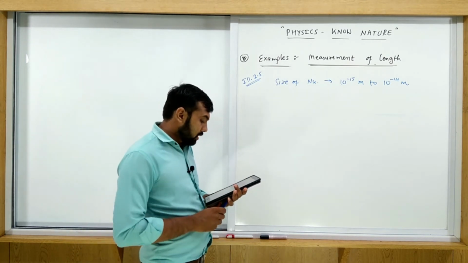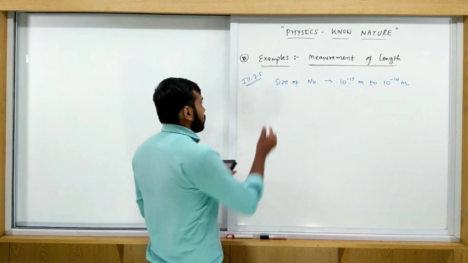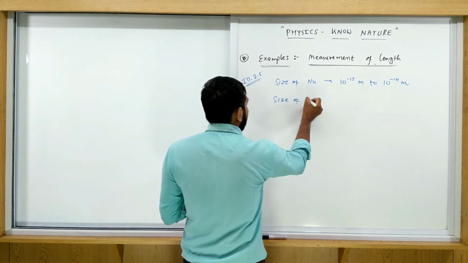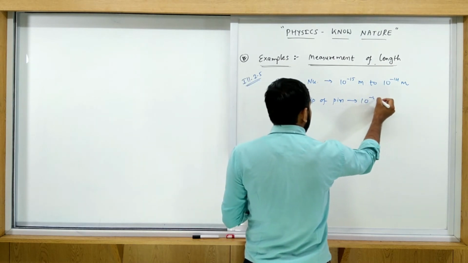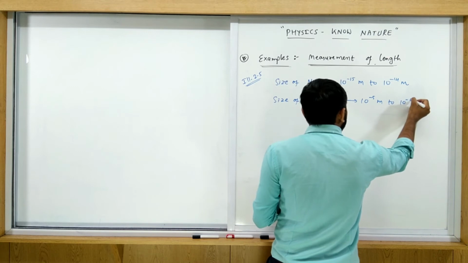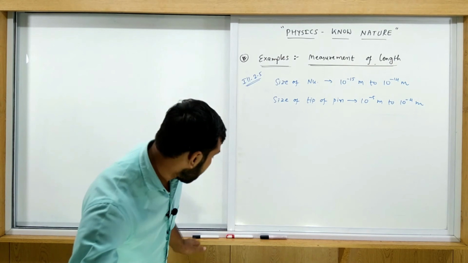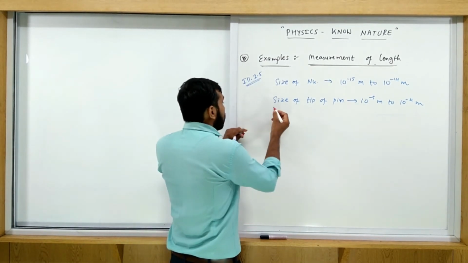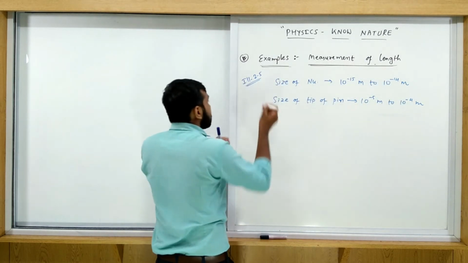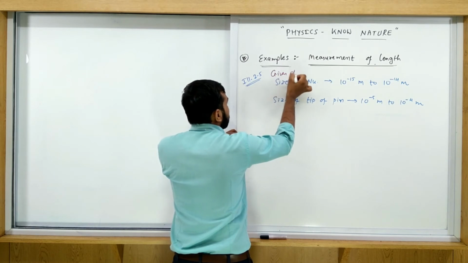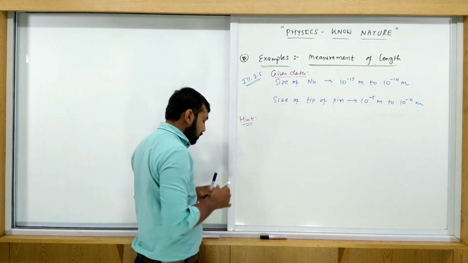Assume the size of tip of a pin is equal to 10 raised to minus 5 meter to 10 raised to minus 4 meter. So what is the size of tip of pin? This is roughly 10 raised to minus 5 meter to 10 raised to minus 4 meter. This is the given data, and we have to find out the new size of atom. Okay, let's find the answer of the new size of atom.